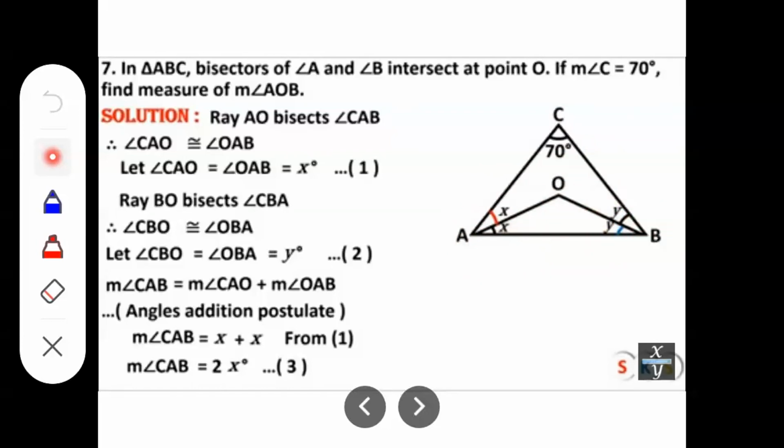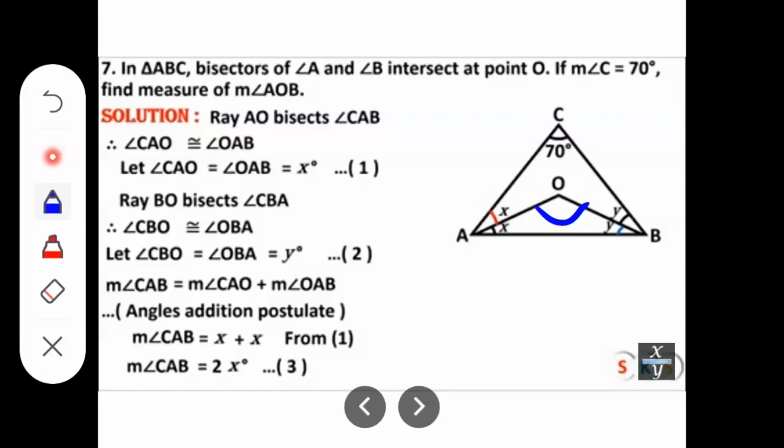Because of the bisector, angle A is divided into two equal parts, and this one is also divided into two equal parts. So each angle is marked x, as both are equal in measurement. Here, both are marked y. Okay, now that is all given, and we have to find the measure of angle AOB.